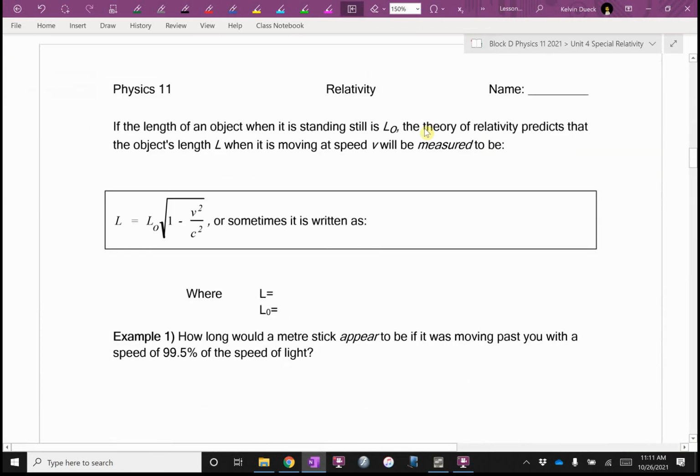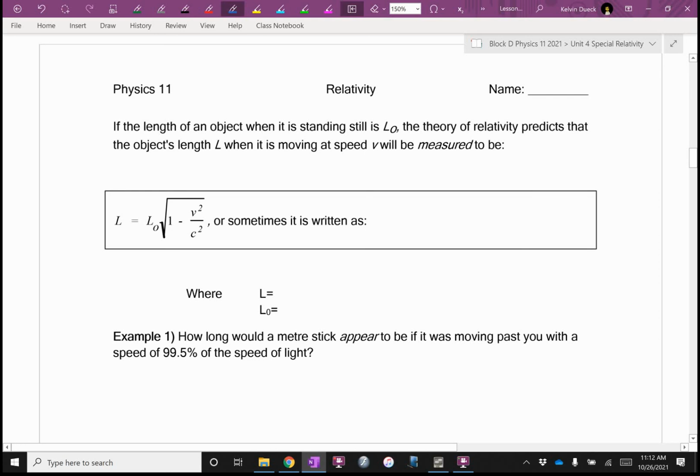I'm not going to prove this equation with you, but here's how it works. Turn the page. Let's suppose the length of an object when it's standing still is L0. If you're standing still, how fast are you traveling as a number exactly? So are you saying I can remember that L0 is when I'm at speed 0? Okay. The theory of relativity says that the object's length L, its relativistic length, when moving at speed v will be measured to be, and here is the equation.